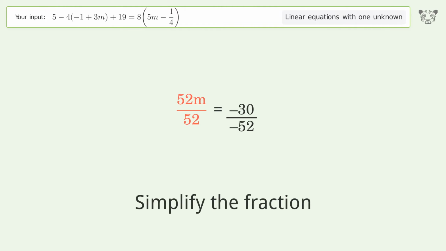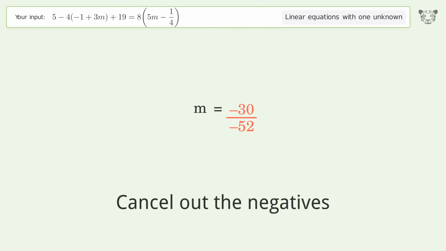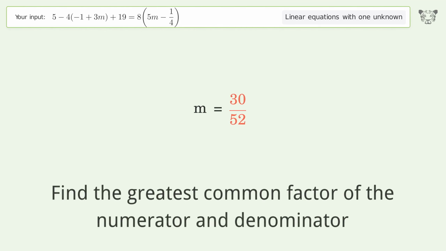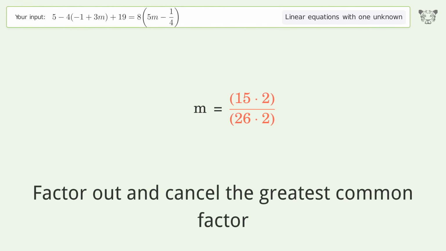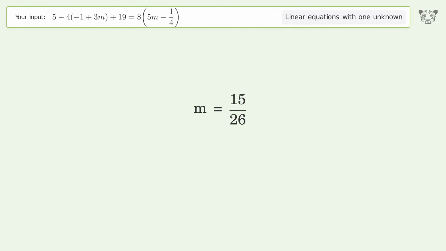Simplify the fraction. Cancel out the negatives. Find the greatest common factor of the numerator and denominator. Factor out and cancel the greatest common factor. And so the final result is m equals 15/26.